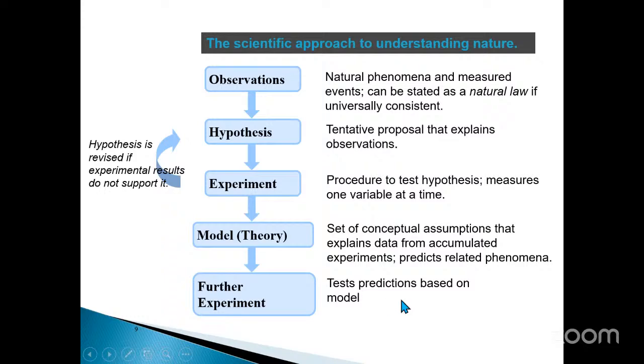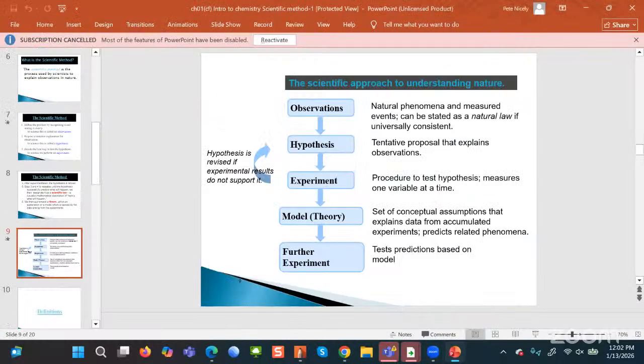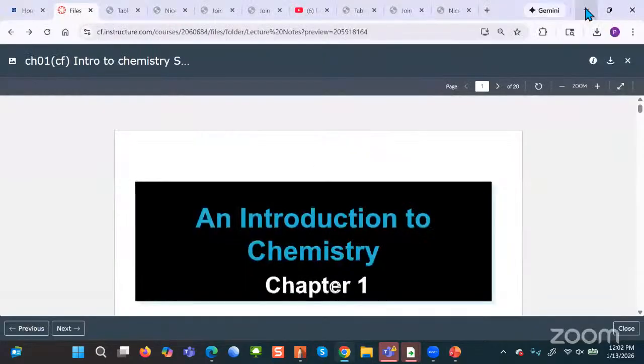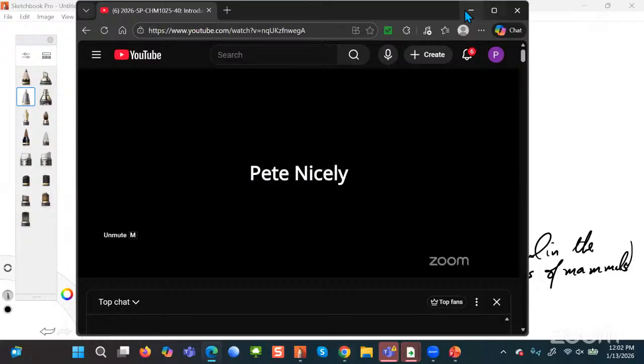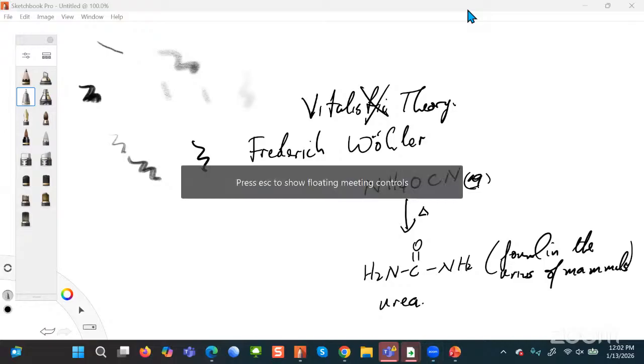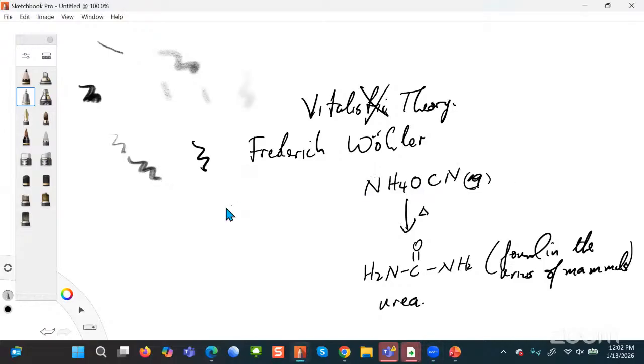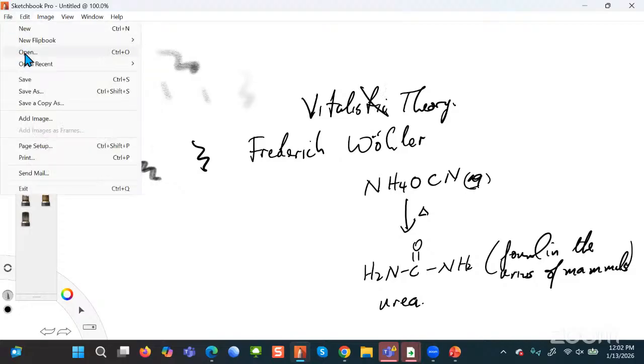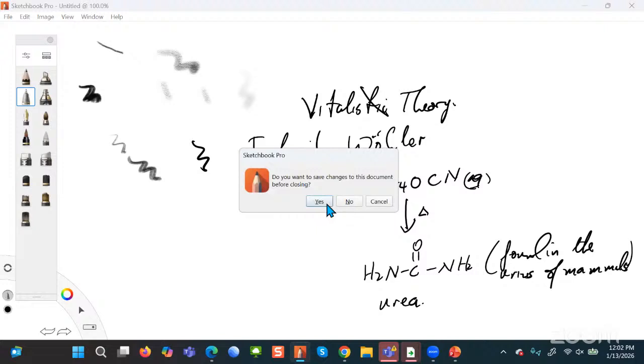Now, let me see if I can, let me see. I want something to write on. Okay, so I was talking about this with my previous class. I'm just going to undo. Open the book.